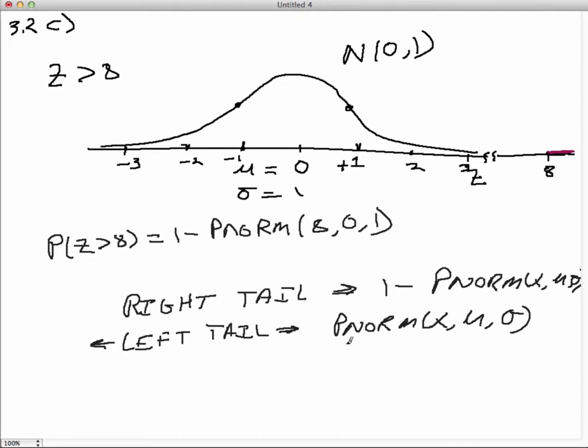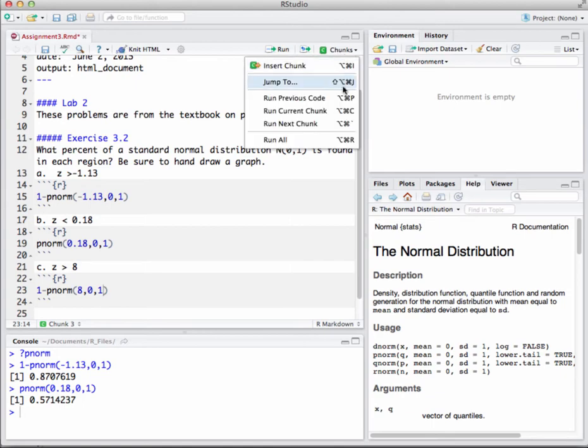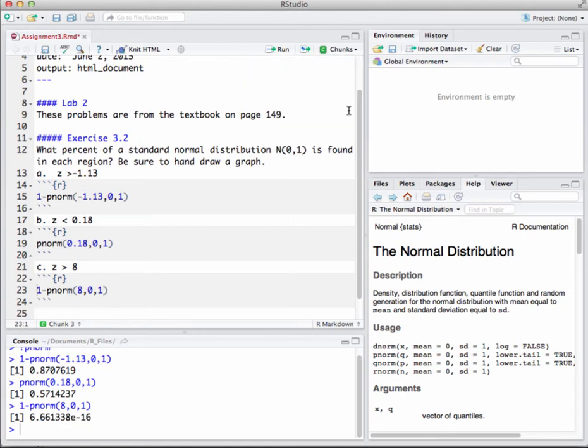Okay, so let's go ahead and get back into RStudio and let's go calculate it. I said I think it's about 0. Let's see if RStudio agrees with me. So I'm going to come in and go 1 minus p norm, and I'm going to put in an 8, 0, 1, and then let's run that chunk. And it comes back out 6.6613338 E negative 16. So what in tarnations does that E negative 16 mean?